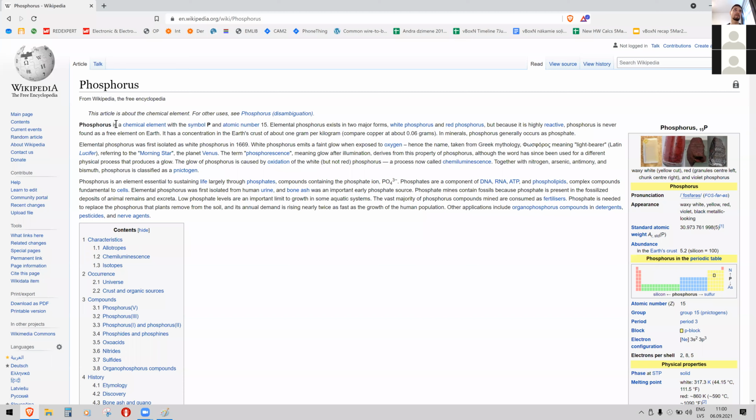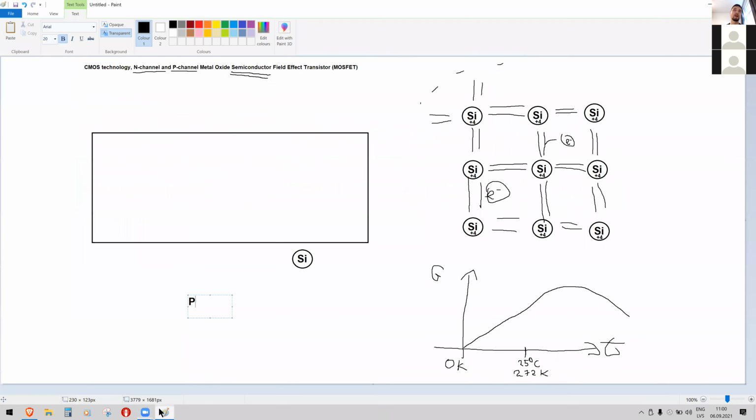Phosphorus is a chemical element with symbol P. Okay, so I'll call it phosphorus. Its atomic number is 15, so it has 15 electrons, only 5 of them are in the outer shell and can make covalent bonds. So P, I'll write 5+.